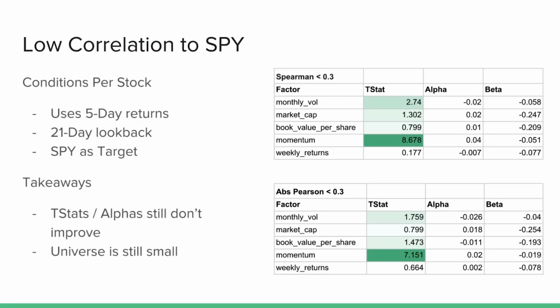So the next step is trying low correlation to the SPY. And similarly to what we had before when we did the high correlation tests, with a low correlation of 0.3 for both Spearman and absolute Pearson, I ran the tests for these factors to see what we would get. Unfortunately, although the t-stats and alphas are similar to the progression of what we had in just normal ranking or normal z-scoring, the t-stats and alphas actually get slightly worse. So they don't really get improved.